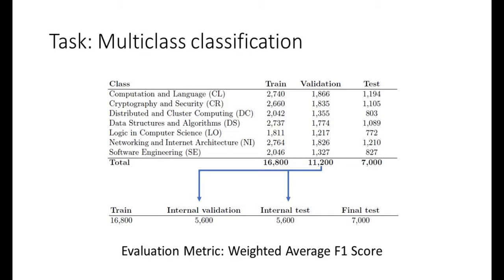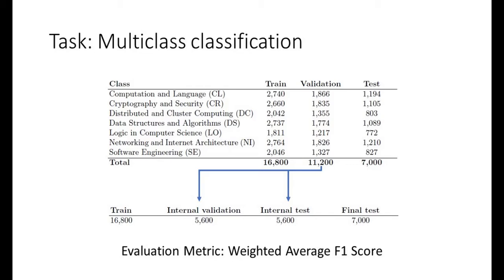Initially, the data set provided by the organizers has 3 subsets, including the training, validation, and test sets. The data set contains 16,800 examples for training, 11,200 for validation, and 7,000 for final testing. So this can be treated as a multiclass classification problem, as one might expect, since for each abstract there is only one ground truth label.